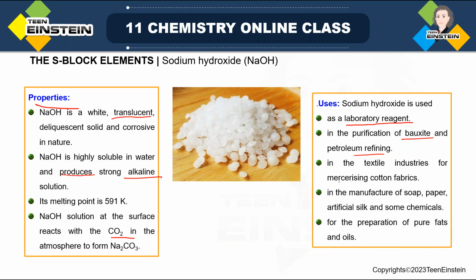Textile industry for mercerizing cotton fabrics. Mercerizing means if we want to increase the tensile strength, that is the capacity to take load, of the fabrics, then we have to do this mercerizing process in which we use NaOH solution. Manufacture of soap, paper, artificial silk, some chemicals, and for the preparation of pure fats and oils. Because soap is basically the sodium salt of a carboxylic acid with a very large hydrocarbon chain, this compound has application there also.